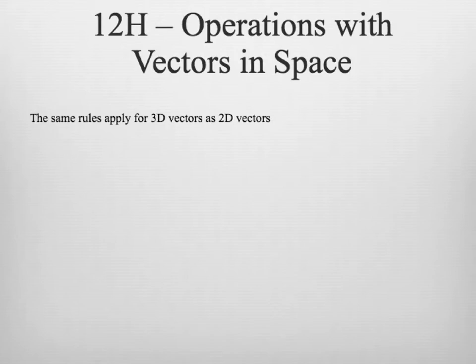Okay, so section 12H is operations with vectors in space. Now we've talked about the 3D coordinate system and finding the vector between 2 points, how to set two vectors equal to each other, magnitude of a vector, that kind of thing. Well, now we're going to do a little bit of algebra with vectors in space. The same rules are going to apply for 3D vectors as they do for 2D vectors.